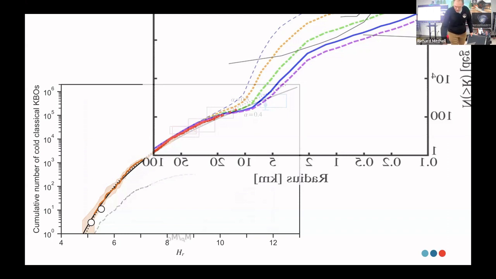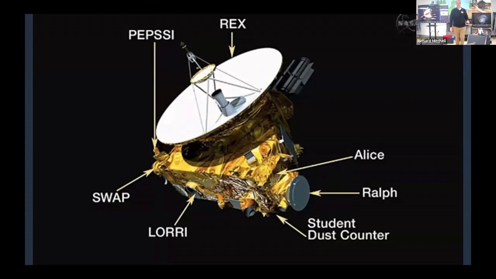So what can we do? From the Earth, we're pretty much stuck. We really can't see smaller objects from the Earth. They're too faint to see. So we send a spacecraft.